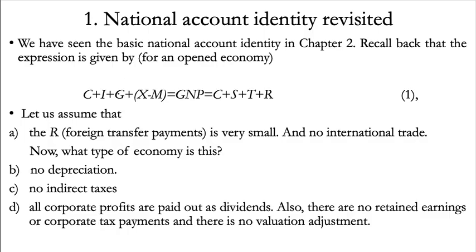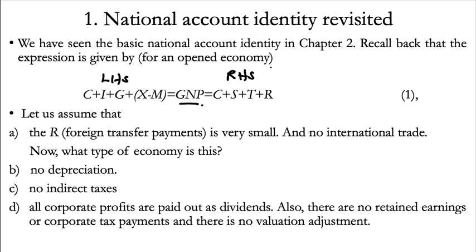In the previous chapter, you did revision on national account identity, and then you have seen this expression. Look at expression 1 here. This is not something new. On the left hand side here is the expenditure side, and on the right hand side is what you can do with your income, which is GNP. Now we want to make some modification on this equation in terms of assumptions.